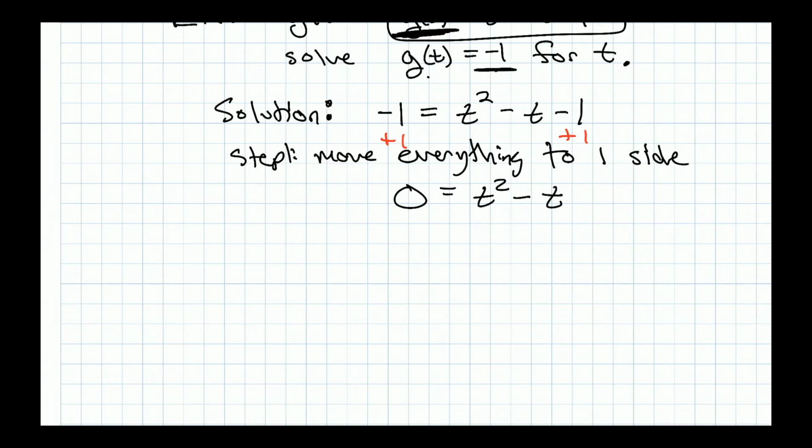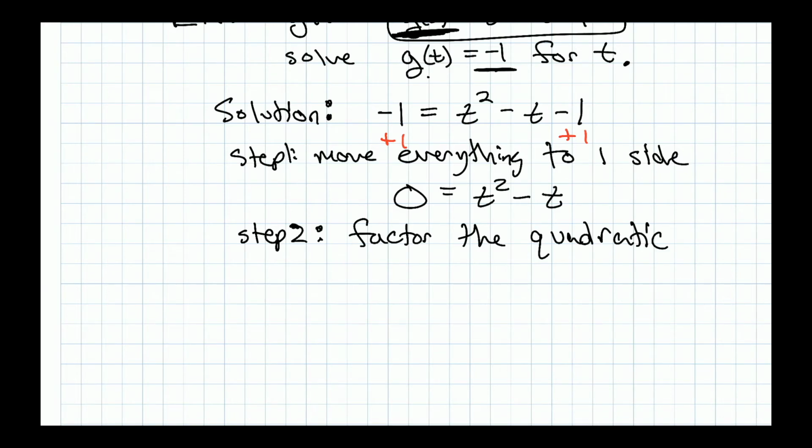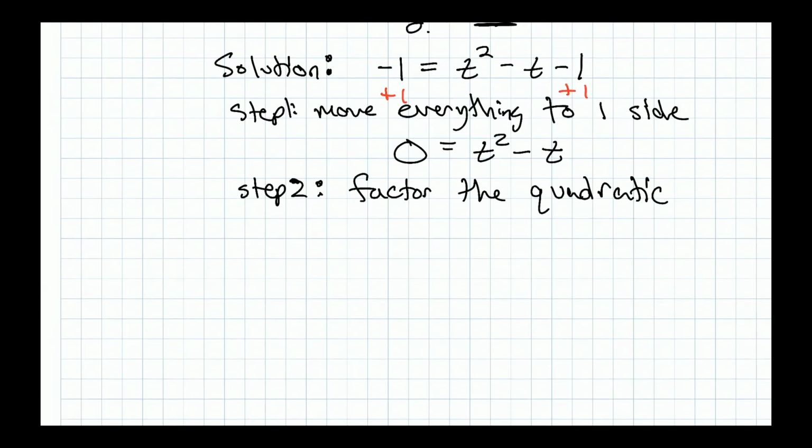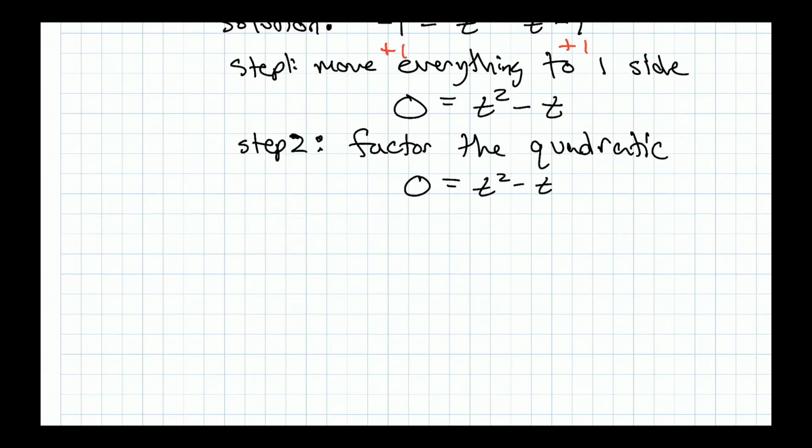All right? Well, then what are you going to do? Well, the next thing you're going to do is factor the quadratic. Now, factoring a quadratic can be hard or it can be easy depending on the form. In this case, it's easy. You've got t squared minus t, but they both have a t, right? So you can factor a t out, and you would have t times t minus 1.